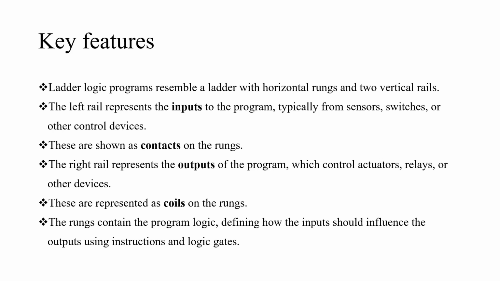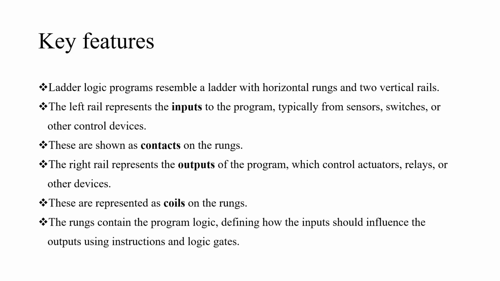You might have at the right rail a motor, you might have another coil, for example, a relay, which switches on a motor. So you can have a number of output devices on the right rail of the ladder logic. These are represented as coils on the rungs. As we have said, we can have relay coils, and that's the basic one we can find in ladder logic.